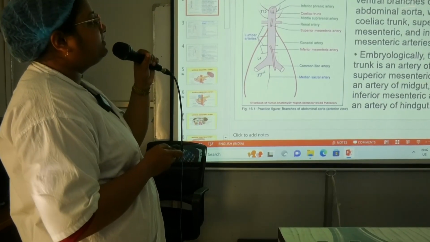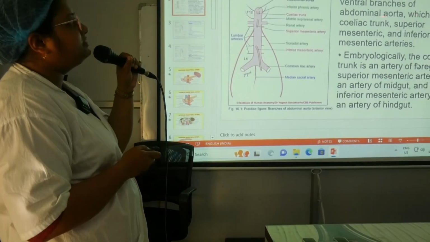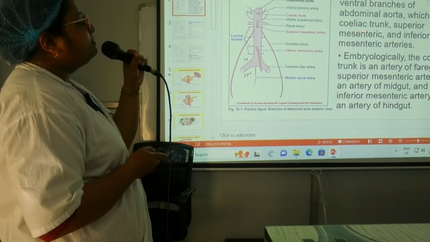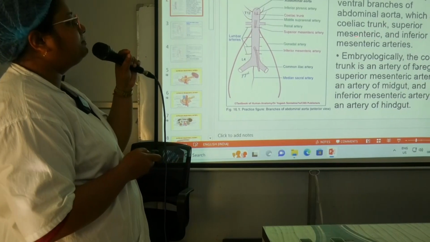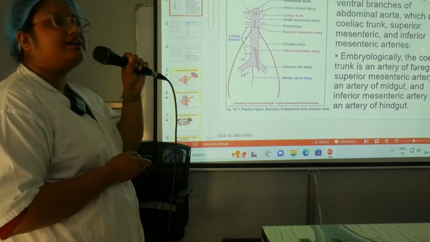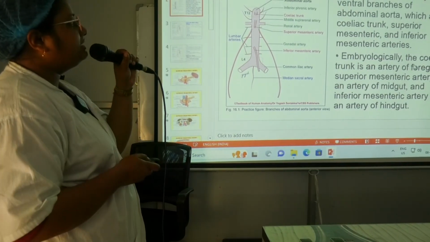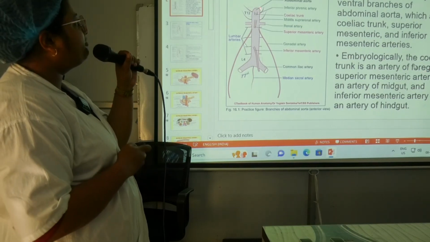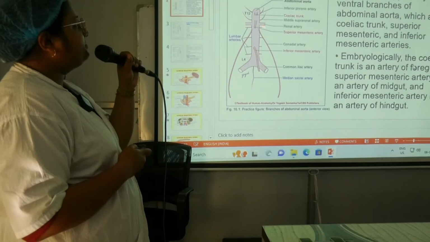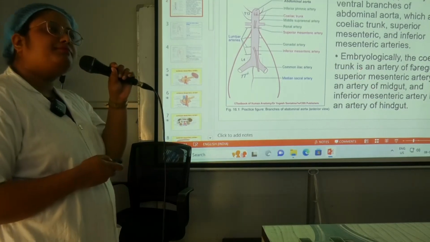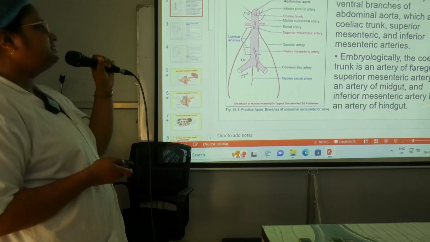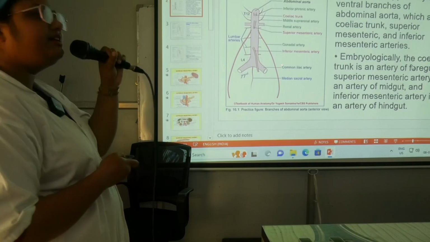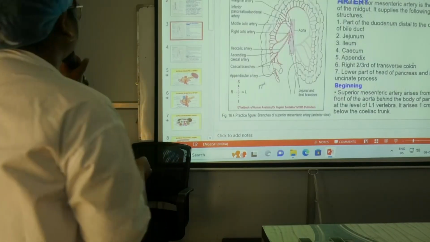So the gut is supplied by 3 ventral branches of the abdominal aorta, which are the celiac trunk, superior mesenteric, and inferior mesenteric arteries. Embryologically, the celiac trunk is the artery of the foregut, the superior mesenteric artery is the artery of the midgut, and the inferior mesenteric artery is the artery of the hindgut. Okay. Next.